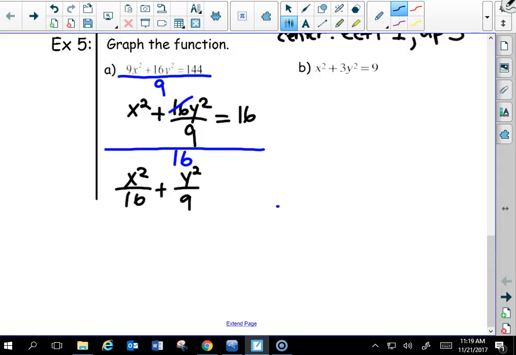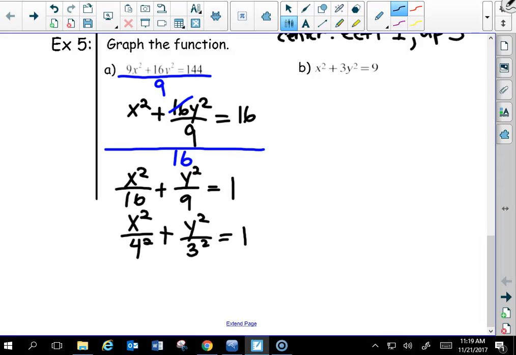And notice how nice this works out. 16 divided by 16 gives me 1. If I didn't get a 1 on the other side, I would have to do some more math because that's standard form. So x squared is the major axis, y squared is the minor axis, and I just graph that at the origin.